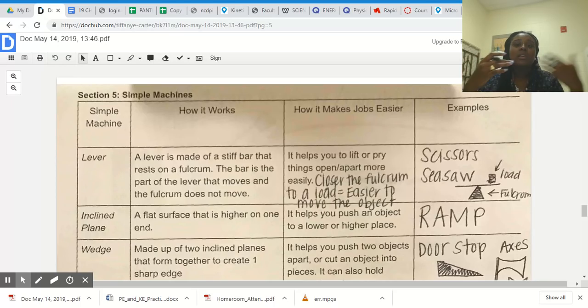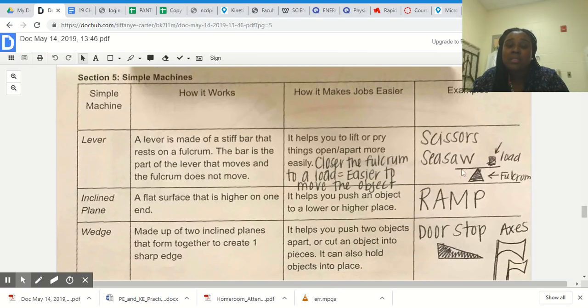So when you're trying to move an object on a lever, you want to move your fulcrum in the middle closer to the load, because the more effort arm you have, the more ability you have to move it easier. Whereas if I move the fulcrum closer to the effort, that reduces the amount of effort arm I have. So I want to have a long effort arm to move my load. A lever is made of a stiff bar that rests on a fulcrum. The bar is the part of the lever that moves, and the fulcrum does not move.